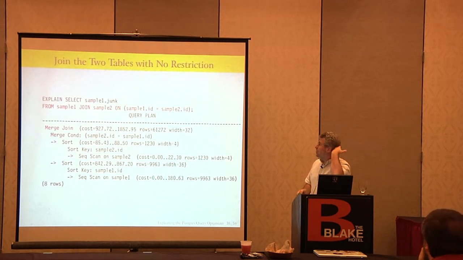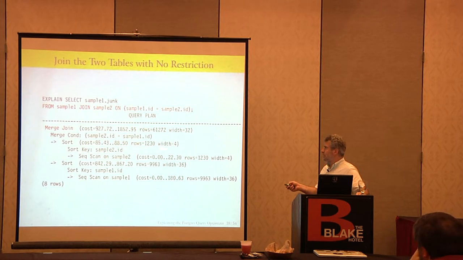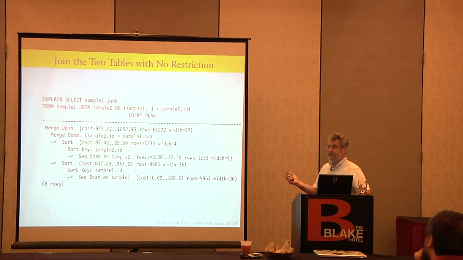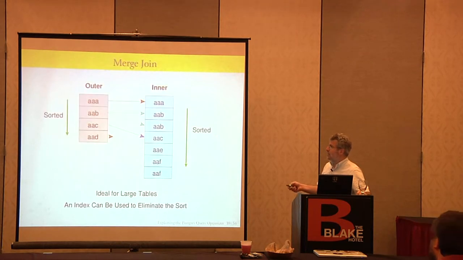If you do a query with no restrictions, so we haven't restricted either table, the system kind of thinks a lot of stuff's going on. It's looking at 9,000 rows, it guesses here. It's guessing 1,200 up here. It thinks it's returning 61,000. Again, it doesn't know. Okay. And it's basically going to sort the two sides and then do a merge join. This is what it looks like.